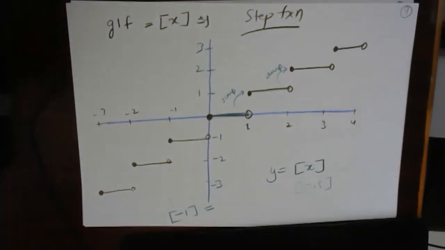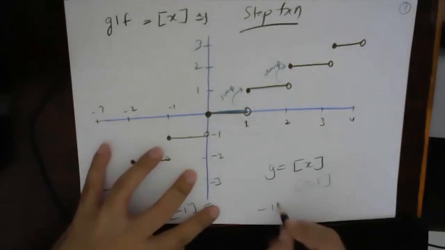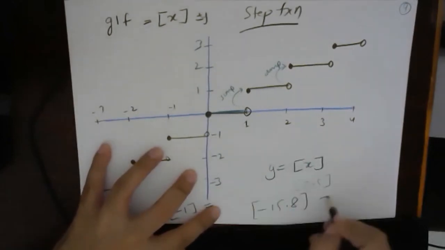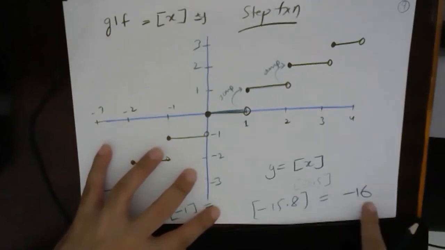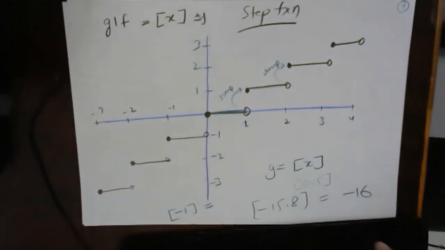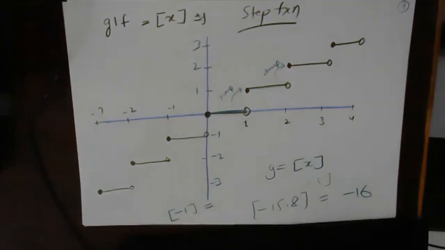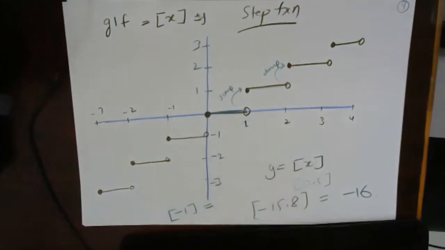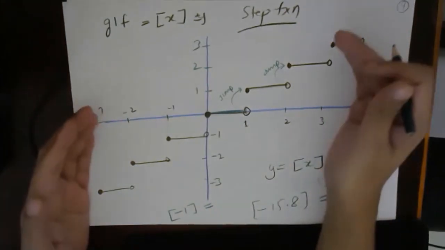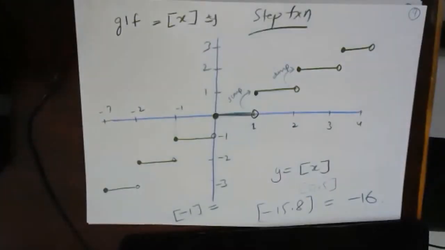Anyone with another example? Suppose you have minus 15.8, greatest integer will be minus 16. Understood? Okay, fine, very good. Now see, let's do a question based on this. First let's understand this, then we move on to minus x also. Don't worry, I will teach you that part also.